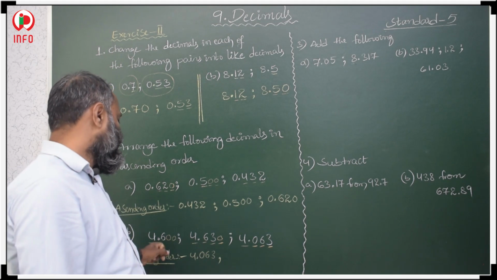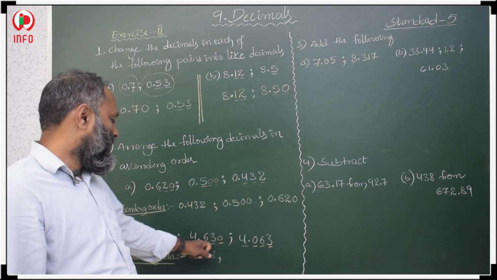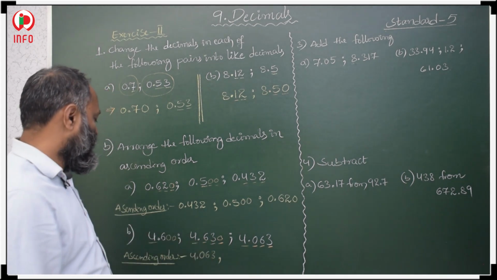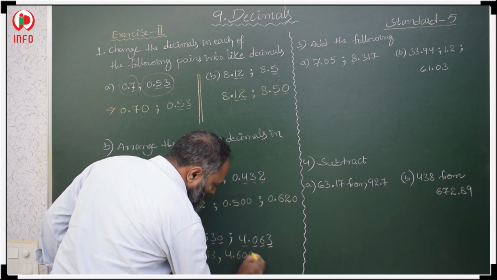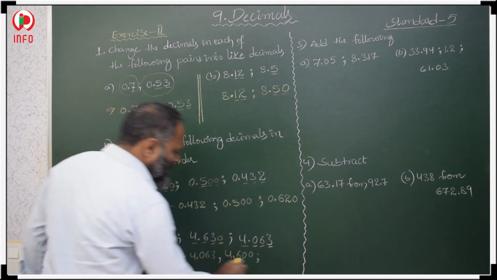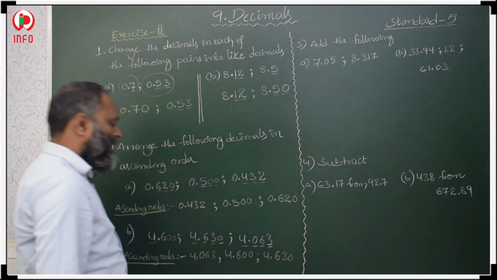Again we decide which one is smaller, so we go to the hundredths place. In the hundredths place we have 0 and here 3. 0 is smaller, which means 4.600, or 4.6, comes next. Then after that the last one, 4.630. These are in ascending order.